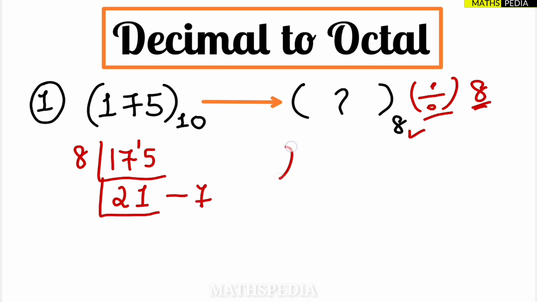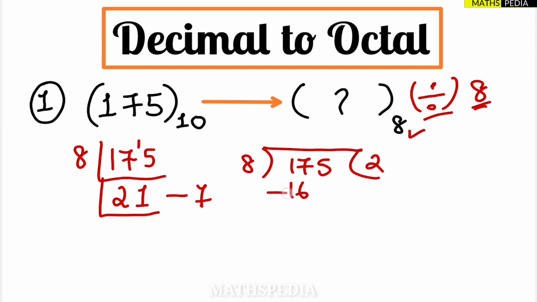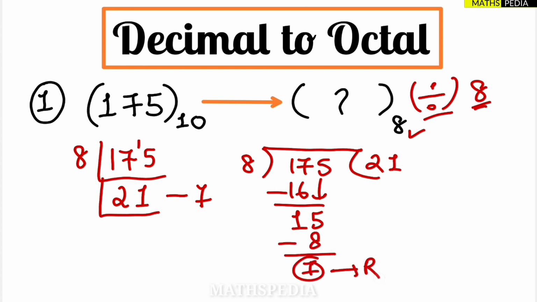I hope you understood. Let me just elaborate here. 175 is the number. You have to divide with 8. There, 8 2s are 16. Minus, how much is left? 1. Bring this down, 15. 8 1s are 8. Subtract. You will be getting 7 as the remainder, right? So this is what I have written over here.